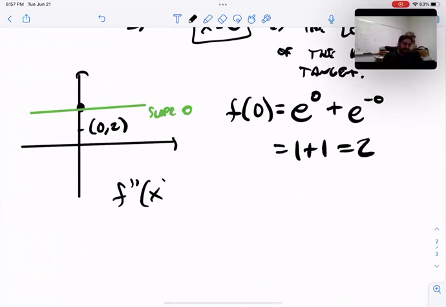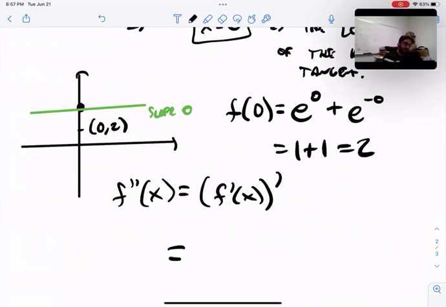All right, so the second derivative, what am I doing there? Well, now I'm differentiating the first derivative. That's what second derivative means. It means the derivative of the first derivative. And I already have a formula for the first derivative. It's e to the x minus e to the minus x.